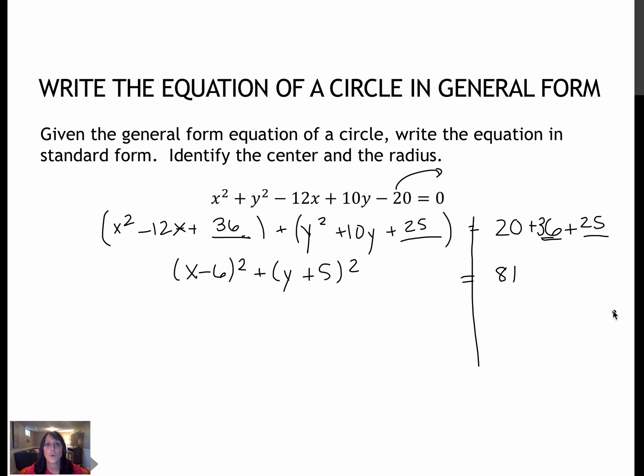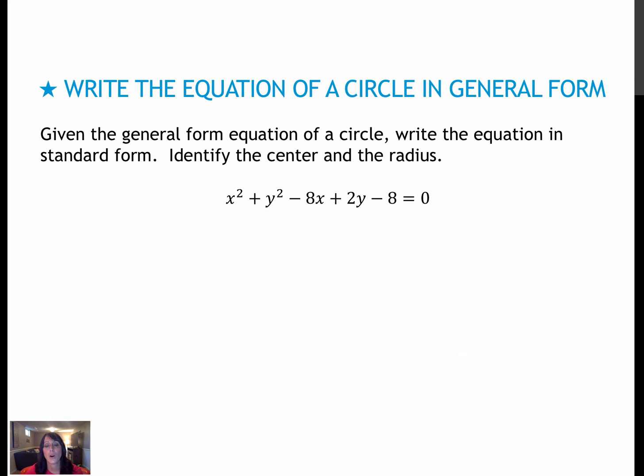Now that I have it in this form, I can answer the question. The center is the point 6, comma, negative 5. So the center is, remember, it's a y and it's a plus here, and it's a minus with the x. So minus 6 means it's actually positive 6. Plus 5 means it's actually negative 5. And then the radius is the square root of 81, which of course would be 9.